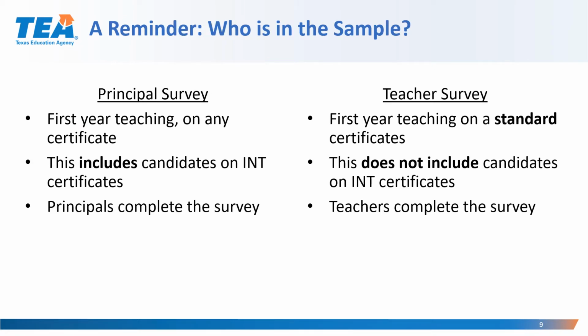When we discuss the principal or teacher survey, we frequently get questions about who is included in the survey. While the information is included in the ASEP manual, as a reminder, the principal survey is collected about all candidates in their first year of teaching on any certificate. This means that candidates on an intern certificate are included. Principals complete this survey through ECOS. The teacher survey is collected from all teachers teaching in their first year after receiving a standard certificate. This does not include interns. Teachers themselves complete this survey in Qualtrics.